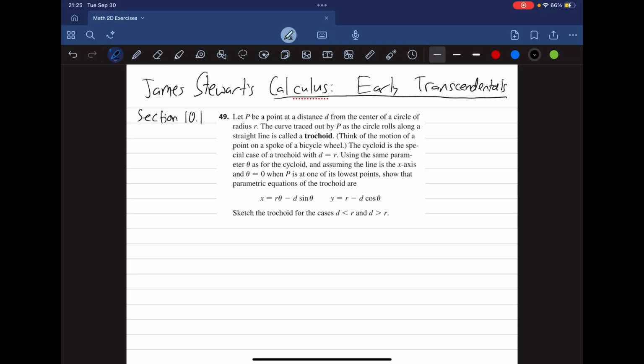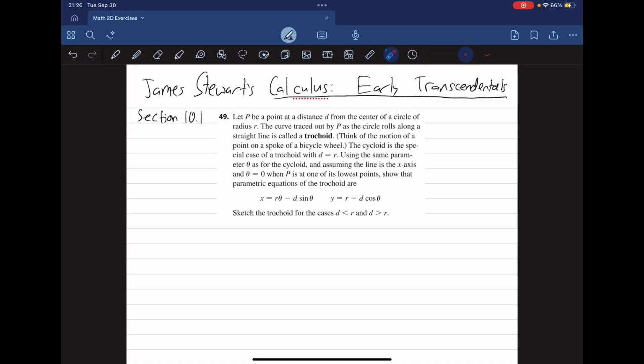Using the same parameter theta as for the cycloid, and assuming the line is the x-axis and theta equals 0 when P is at one of its lowest points, show that the parametric equations of the trochoid are as follows. And they give us these parametric equations here, that x is equal to r theta minus d sine theta, and y is equal to r minus d cosine theta. They also want us to sketch the trochoid for the cases d less than r and d greater than r.